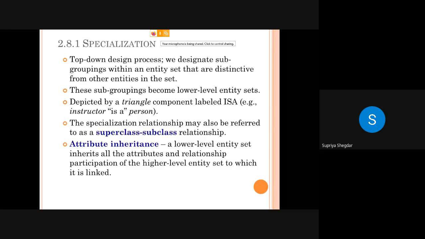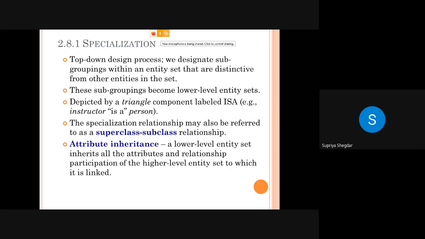Now the next point is extended ER features. I think it is the last point in your ER model, the first part of your second chapter. There are a total of three extended ER features. The first one is specialization, the next one is generalization, and the last one is aggregation. Specialization and generalization are similar to the inheritance concept.